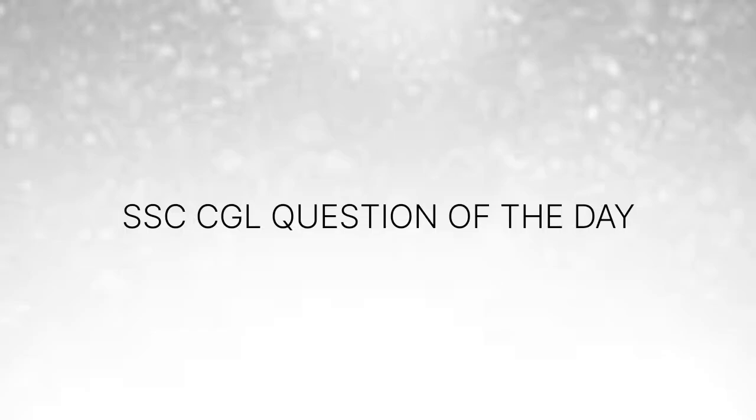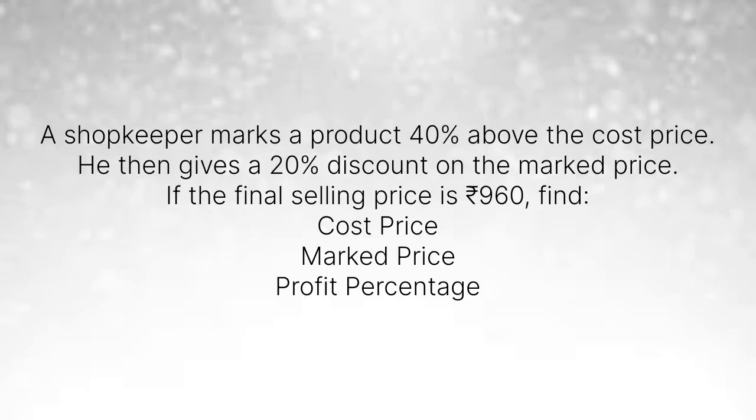SSC CGL full concept question. A shopkeeper marks a product 40% above the cost price. He then gives a discount of 20% on the marked price. If the final selling price is 960 rupees, find the cost price, marked price, and profit percentage.